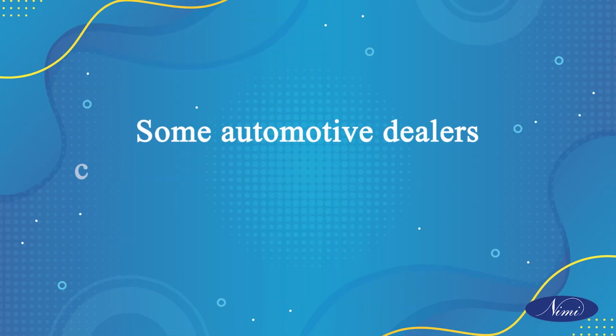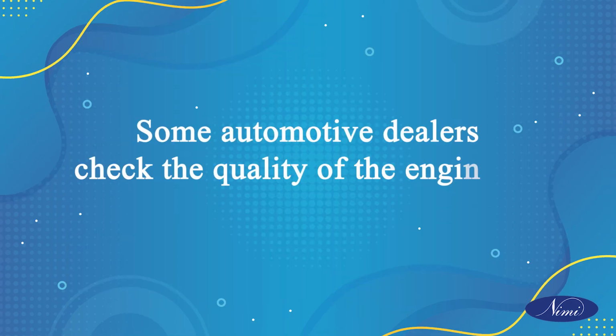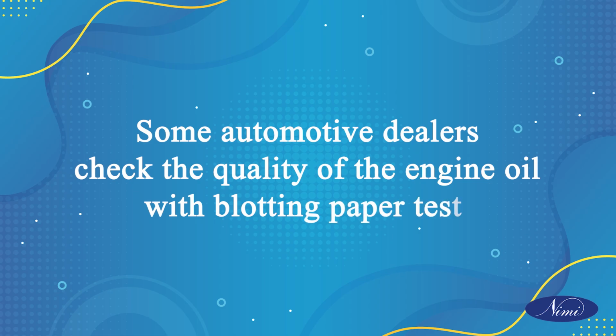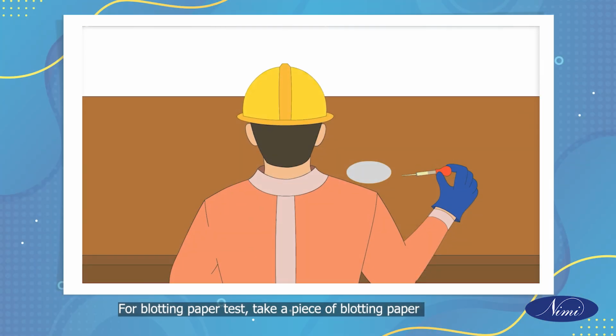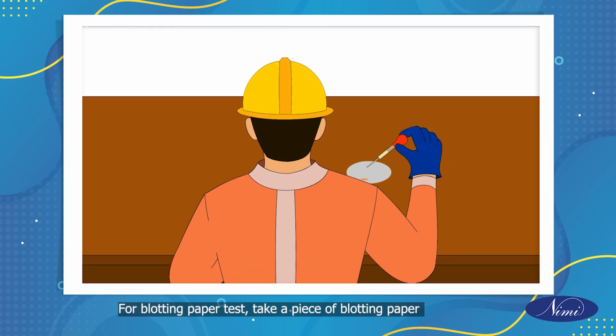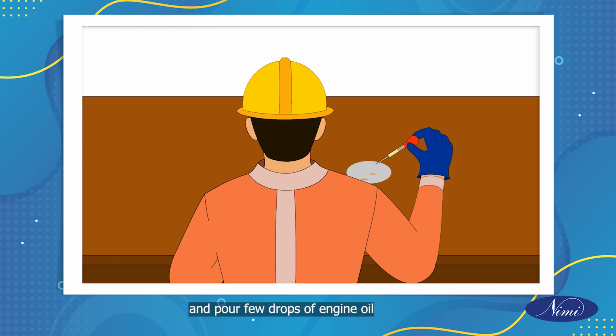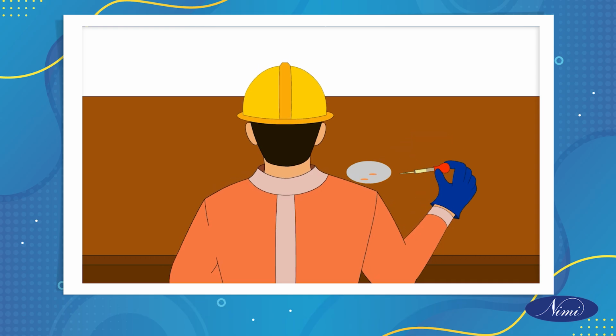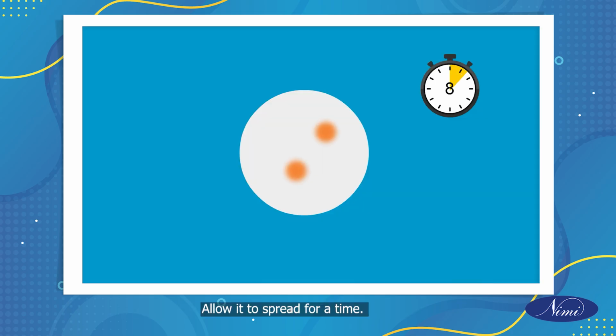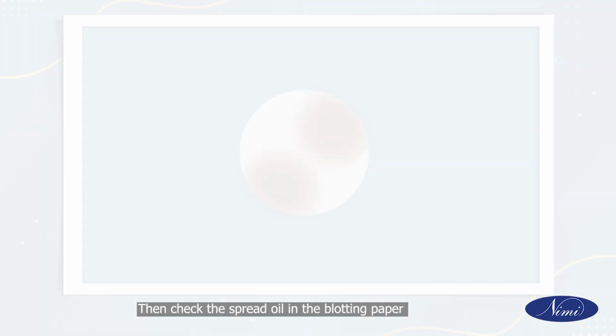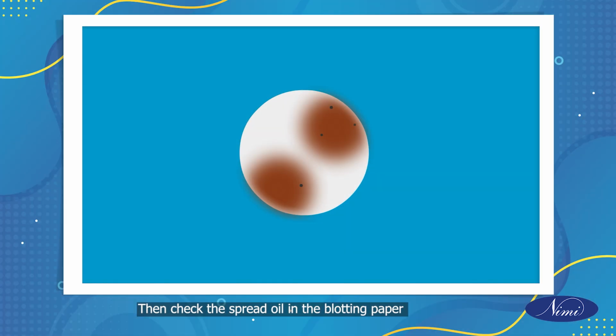Some automotive dealers check the quality of the engine oil with blotting paper test. For blotting paper test, take a piece of blotting paper and pour few drops of engine oil. Allow it to spread for a time. For example, say half an hour. Then check the spread oil in the blotting paper for any contaminants or anti-dispersancy or oil in good condition.